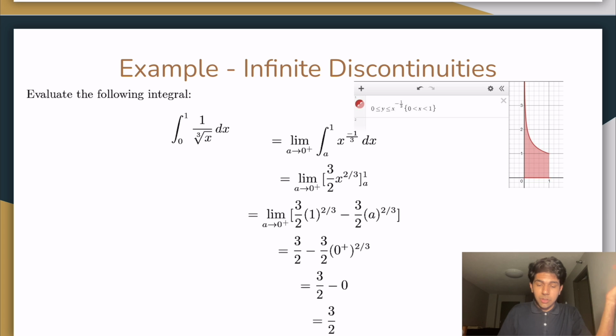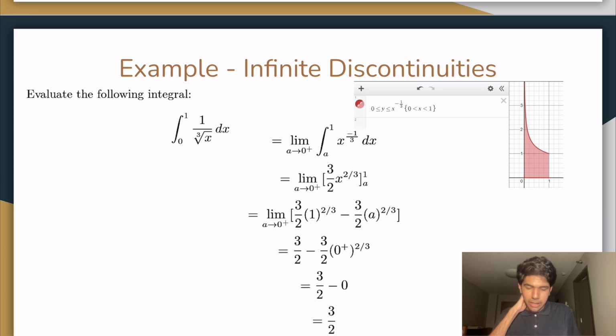So the way we solve this is we consider the quote-unquote bad limit. In this case, it's the left-hand side of our interval. So we'll take the limit as a approaches 0 from the positive side, from the right side, of the integral from a to 1, so replacing that 0 with our variable, of the same integrand, where I just rewrote this as x to the negative 1/3 power.